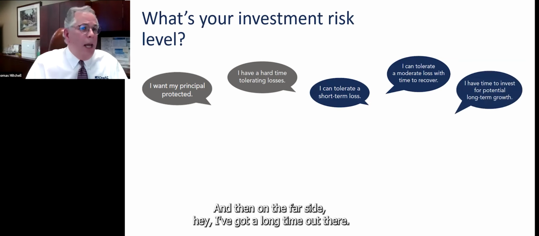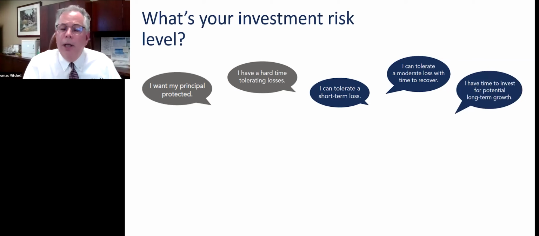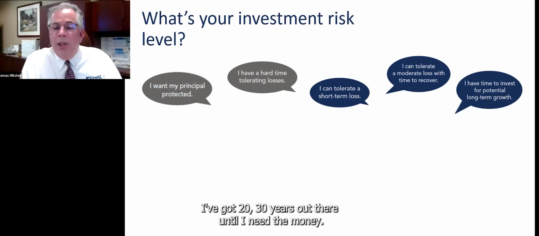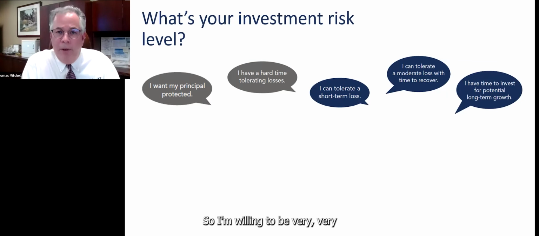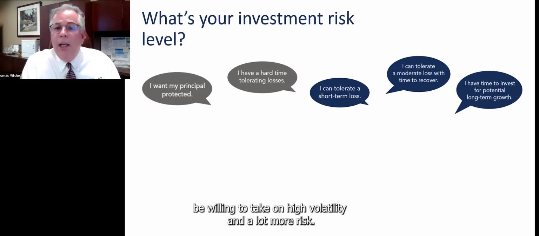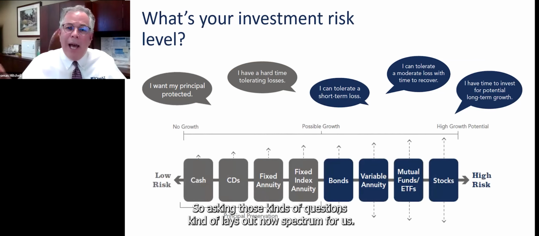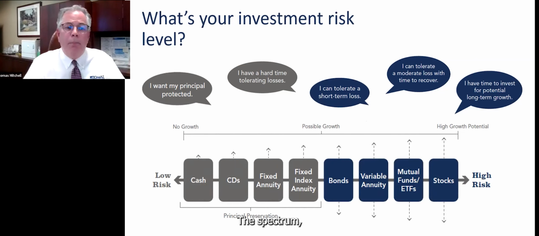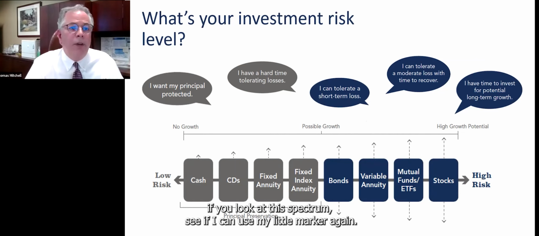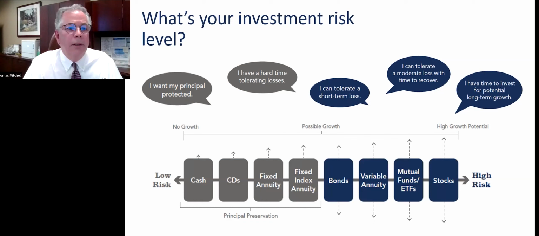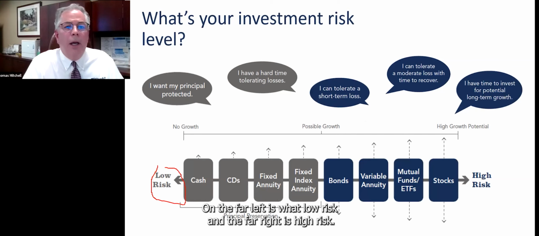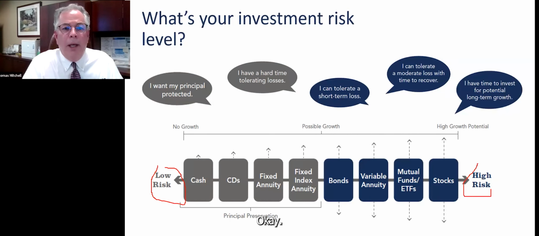And then on the far side, hey, I've got a long time out there. I've got 20, 30 years until I need the money. So I can be willing to take on high volatility and a lot more risk. So asking those kinds of questions lays out a spectrum for us. If you look at this spectrum, on the far left is what? Low risk. On the far right is high risk, okay?